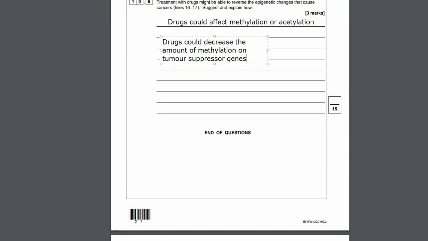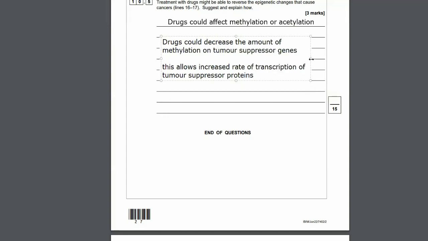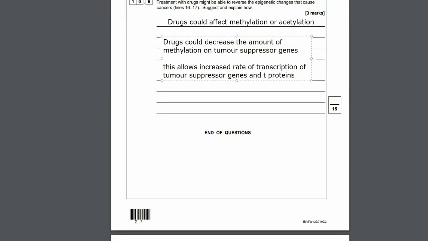So the drugs could affect methylation or acetylation. How? The drugs could decrease the amount of methylation on tumor suppressor genes, and this is going to allow for an increased rate of transcription. Okay, and that means we might get lots and lots of tumor suppressors coming out that stop us having tumors. So we want those tumor suppressor proteins to be made, and that can happen if we decrease the amount of methylation. Okay, that would get you all 3 marks.